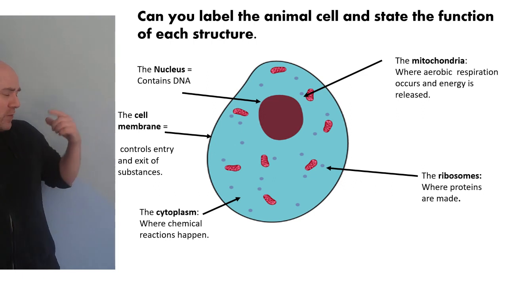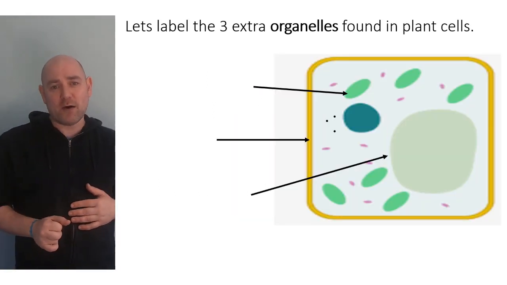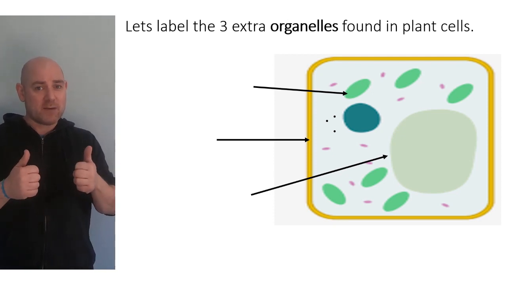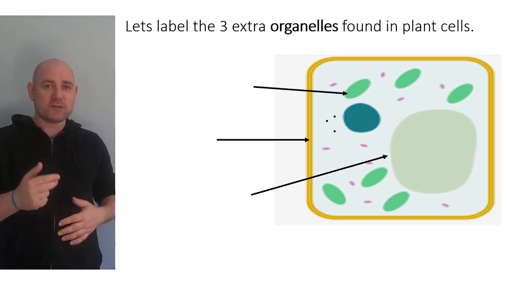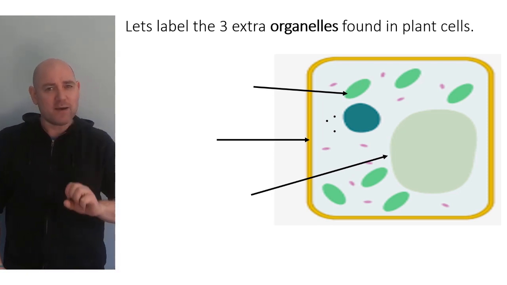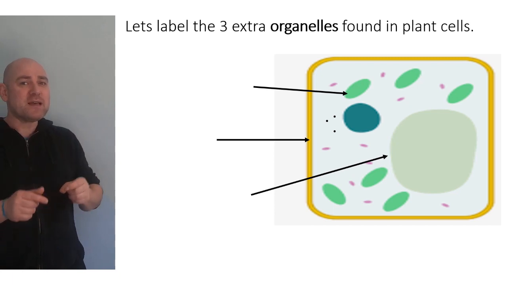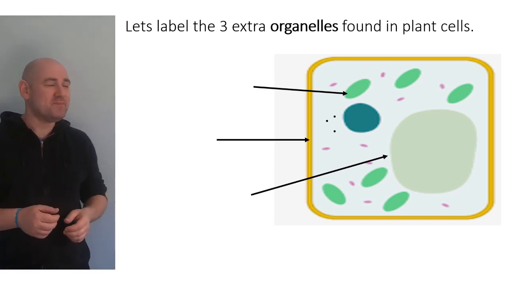Okay, let's move on. We've got the plant cells. Now, plant cells contain the same 5 organelles or cell structures as animal cells. They contain cytoplasm, cell membrane, nucleus, ribosomes and mitochondria. But plant cells have an extra 3, so you need to know the names and the function. So pause the video, write them down.